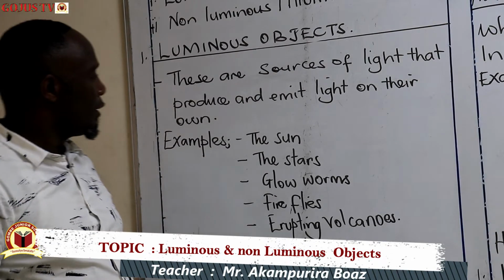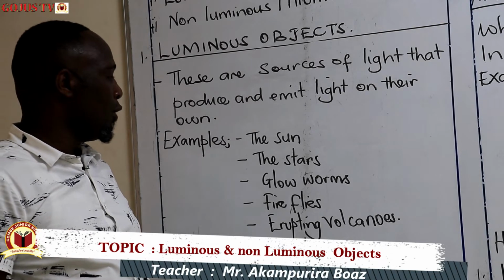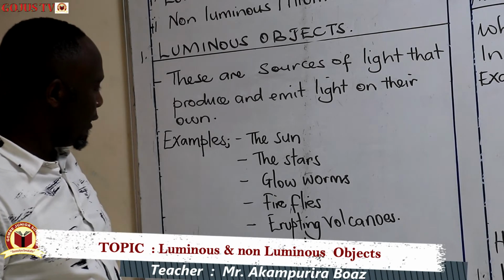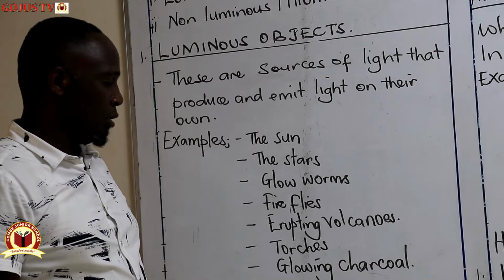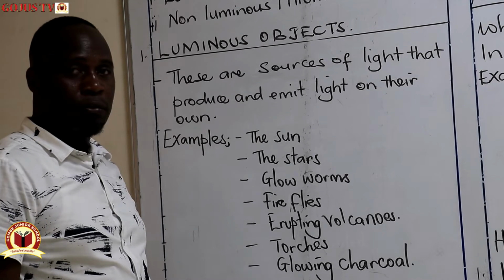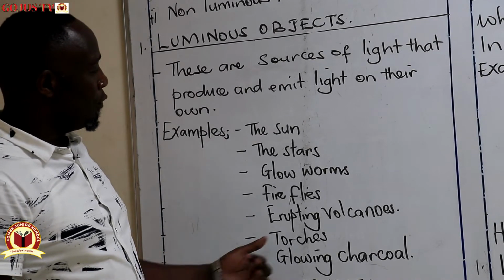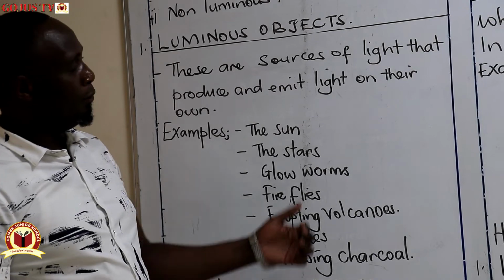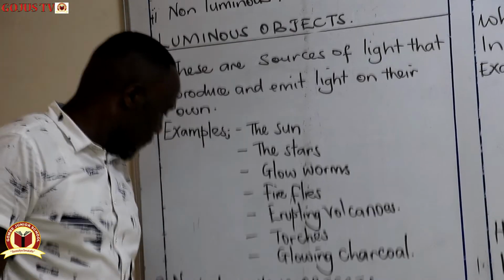The examples we have are the sun, the stars, the glowworms, the fireflies, erupting volcanoes, torches, then glowing charcoal, or we can say hot charcoal. These sources are still reflected in the natural sources of light.